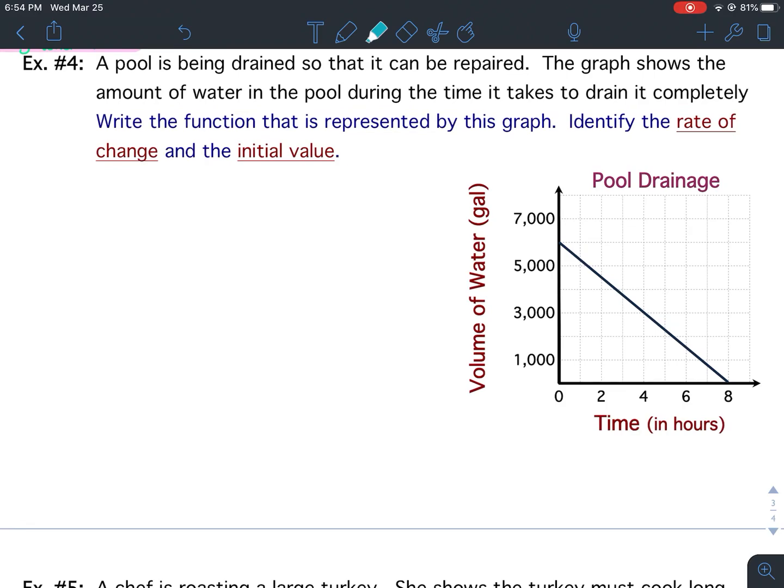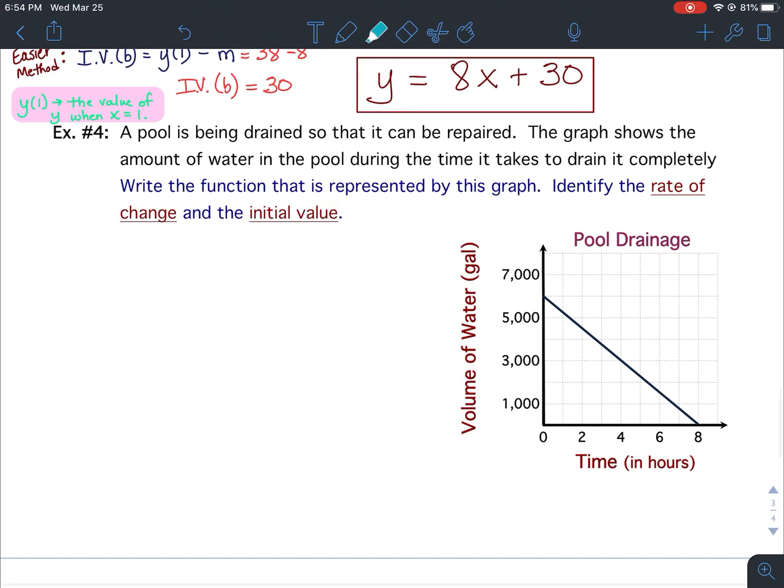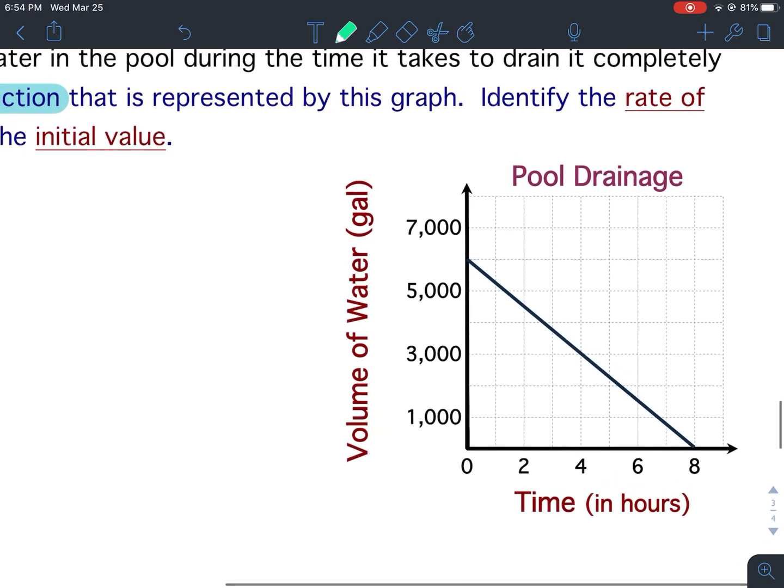All right, so this time they are giving you the graph, and they want you to use the graph to write the equation. Okay, so write the function means write the equation. Let's go ahead and underline that whole thing that says write the function. And then let's put write the equation. Okay, so looking at this graph.